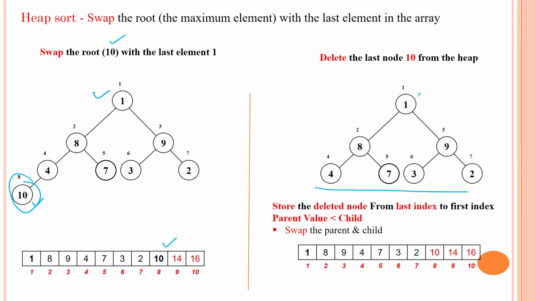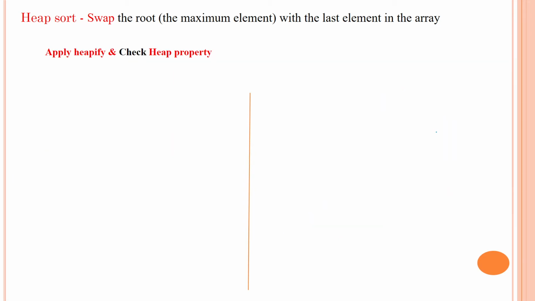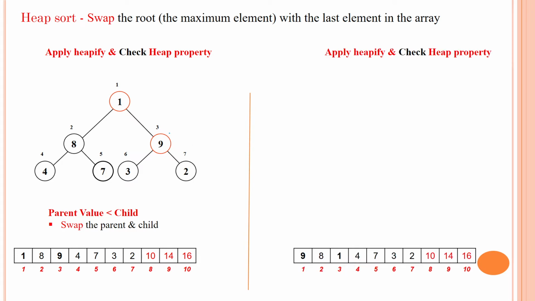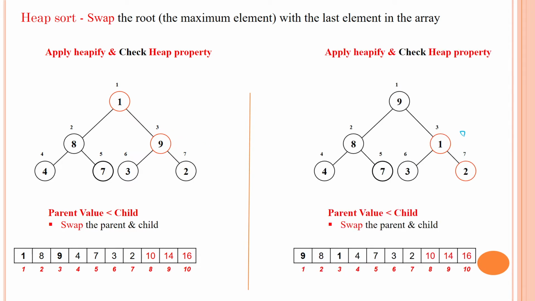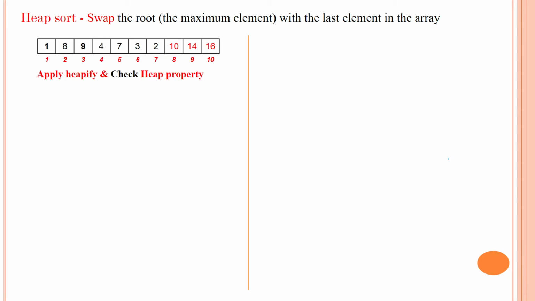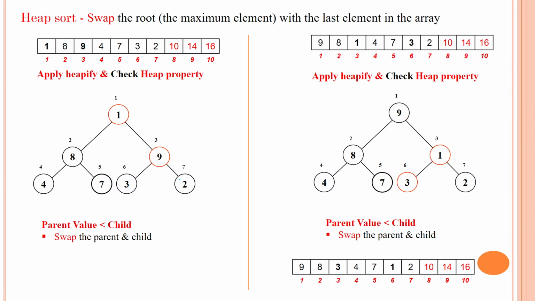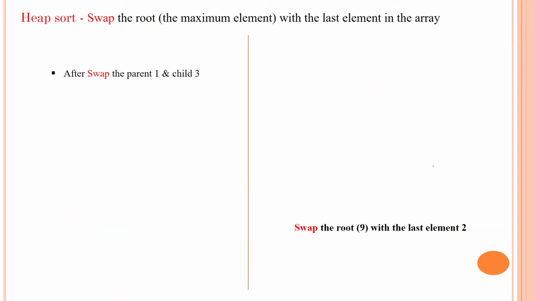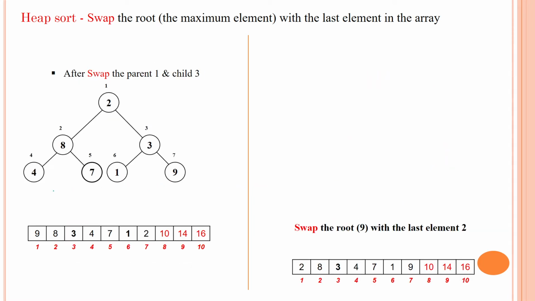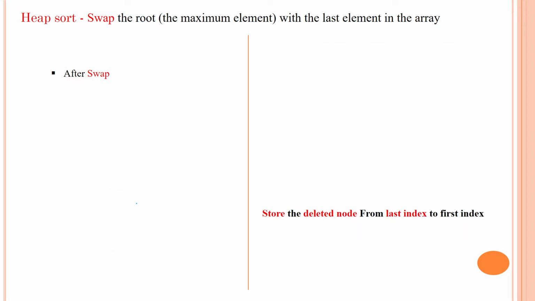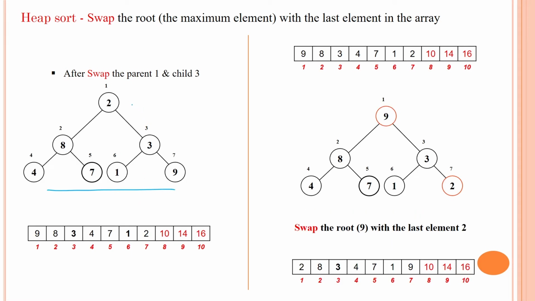Now still it is not satisfying the heap property, so we are swapping the 1 and 9. So 9 will become the parent and 1 will become the child. Still it is not satisfying, 2 will become the parent. Here 3 is there, am I right? 3 is there, so 3 will become the parent. So after that, we will get this one. This is satisfying the heap property, right? Once it is satisfied, this is the final one.